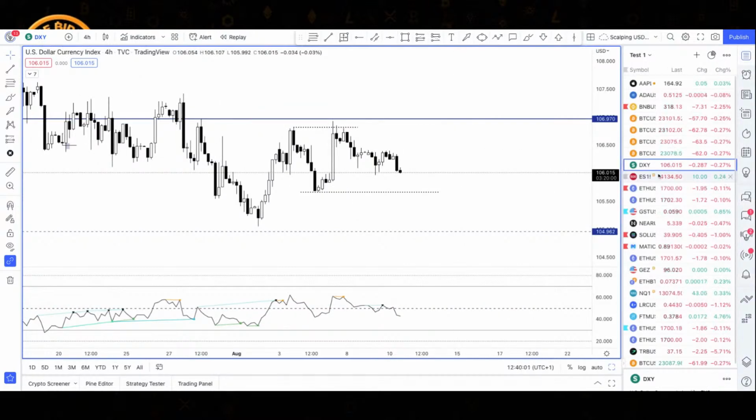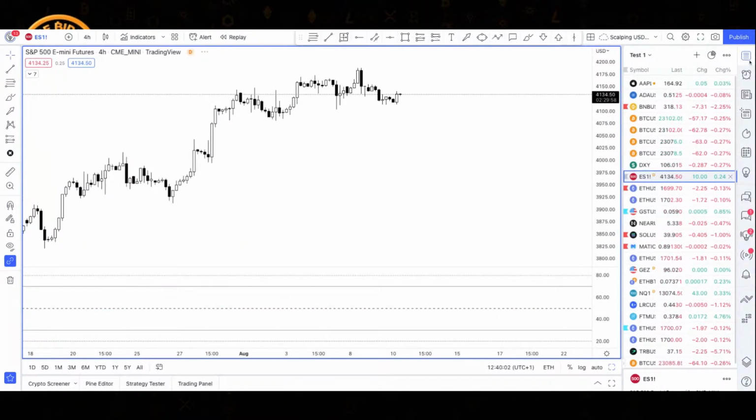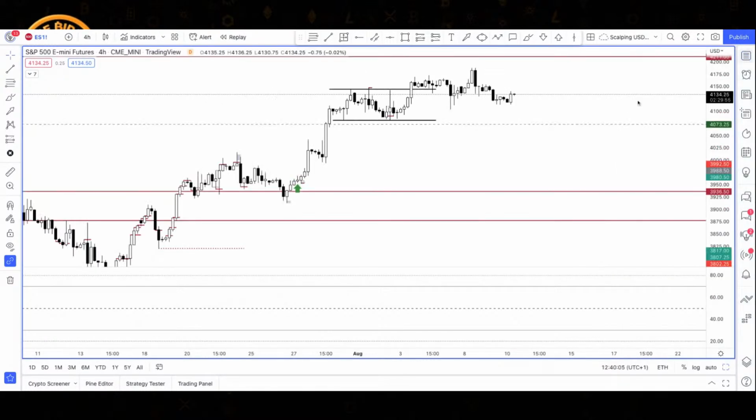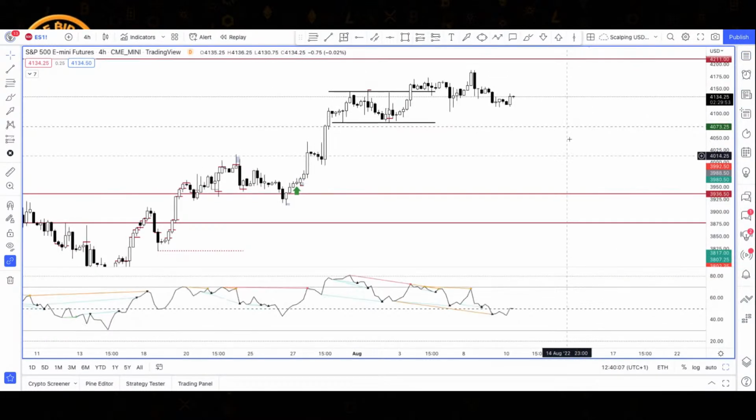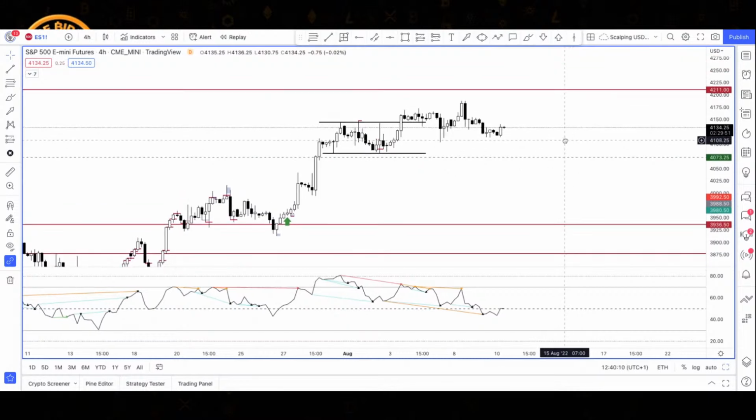And obviously for a correlated asset to Bitcoin, again, nothing's 100%, guys. So please do make sure you check these things out for yourself. This is just what I do personally.